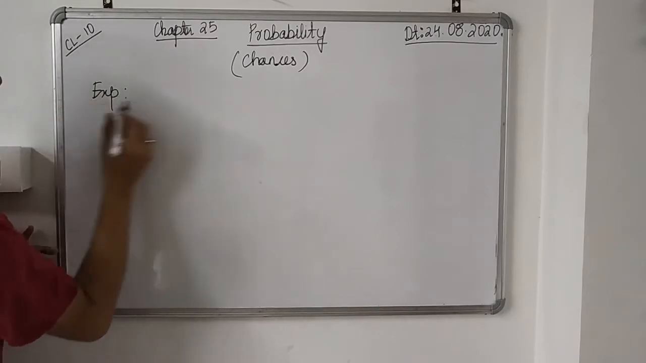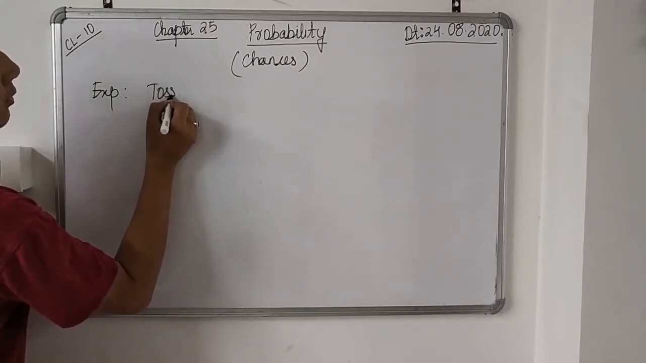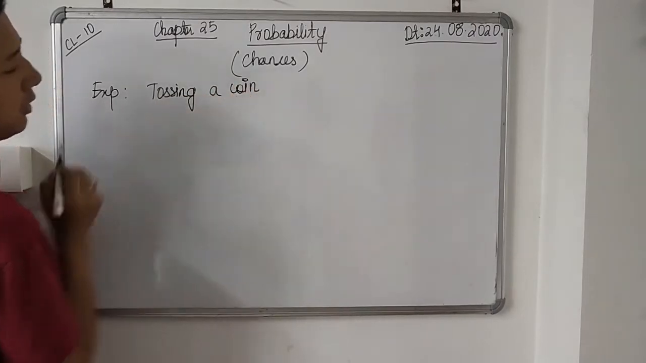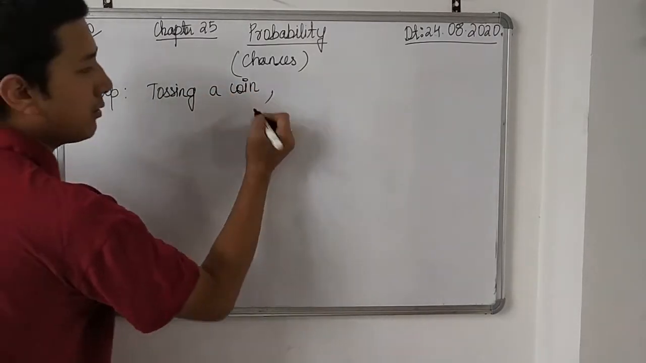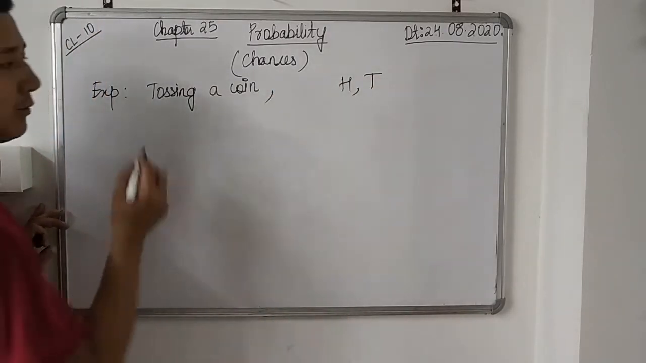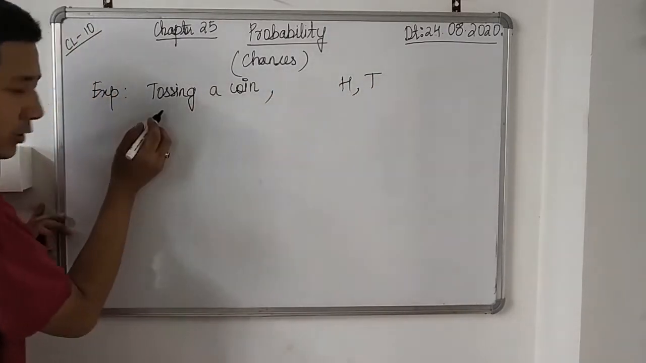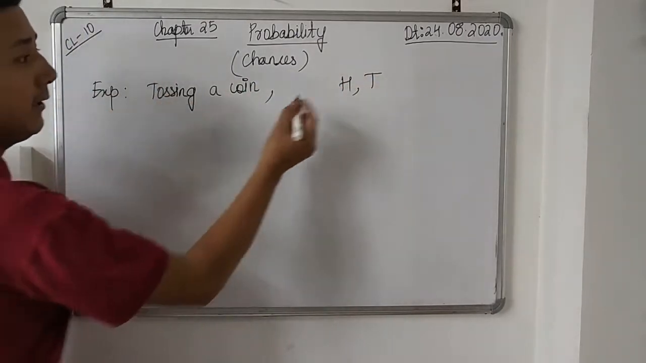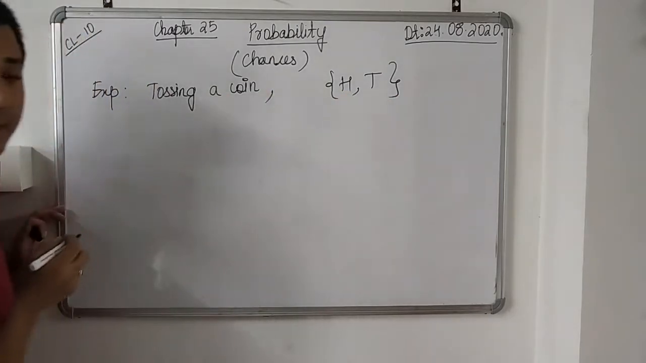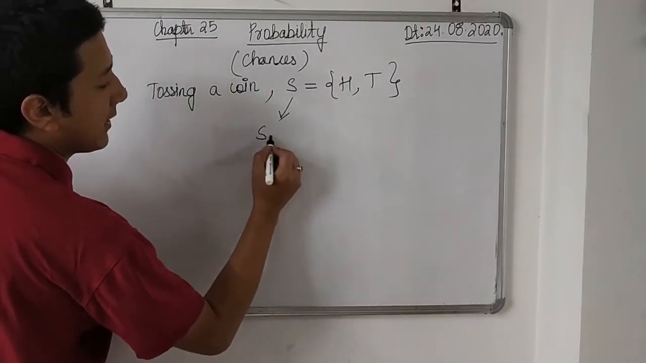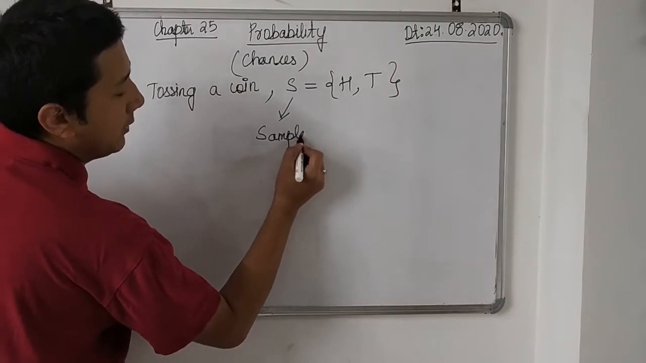Suppose I give you an experiment. Suppose the experiment is tossing a coin. If you toss a coin, then I'll be getting two results. Either I'll be getting head or I'll be getting tail. So this head or tail, while I'm tossing a coin, now this becomes a set. Okay? So I have to write it within a curly bracket. This set is called sample space. This capital S stands for sample space.